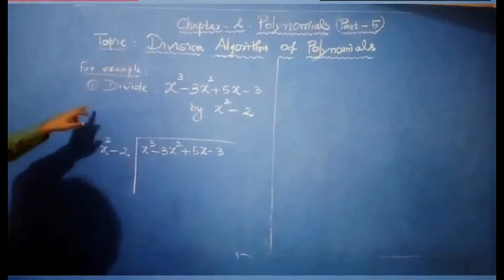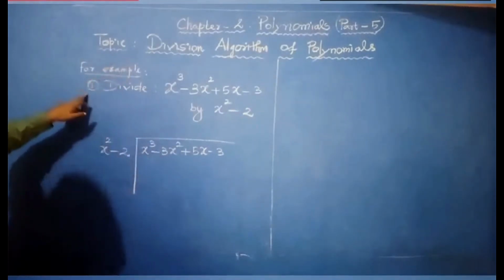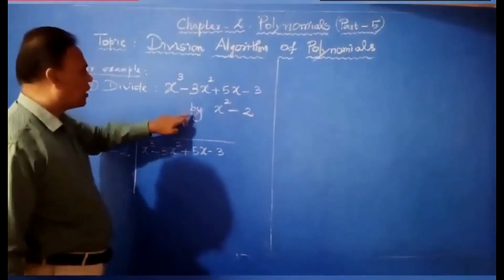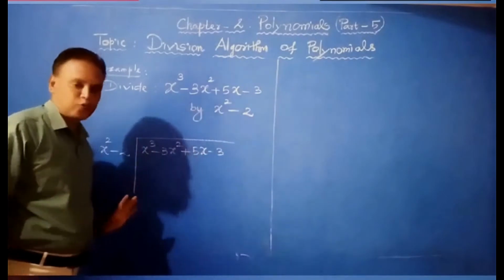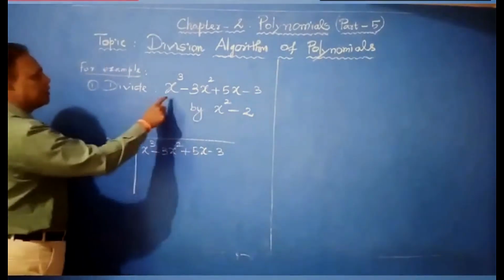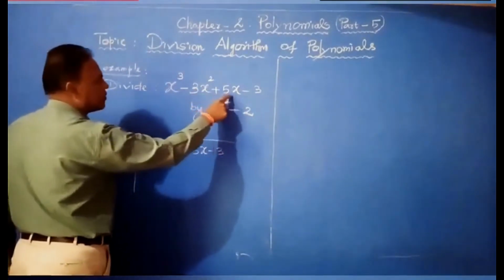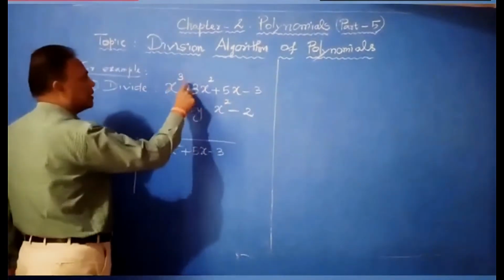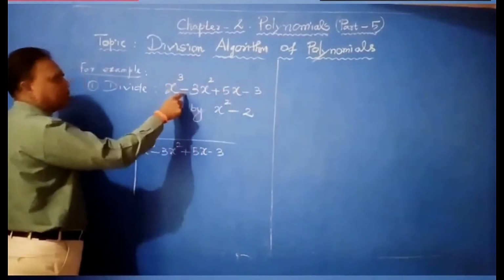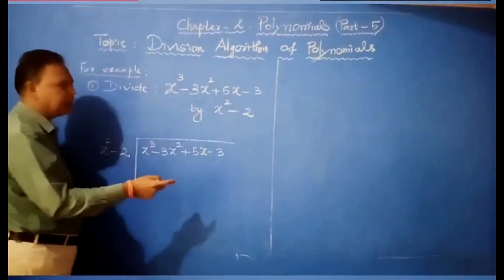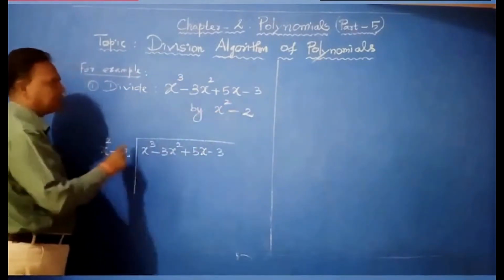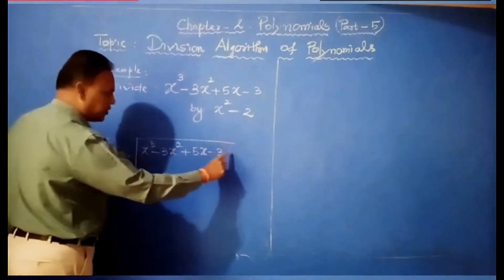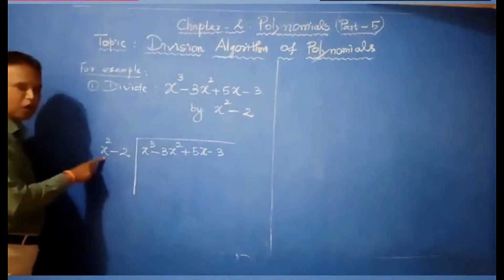Using the division algorithm of polynomials, you can see some problems here. So first problem is to divide this polynomial by x squared minus 2. Divide x cube minus 3x squared plus 5x minus 3 by x squared minus 2. Always the highest degree polynomial, take it as numerator and this one denominator. So the highest degree polynomial you write inside, that is the numerator you have to write inside. This one you have to write outside.